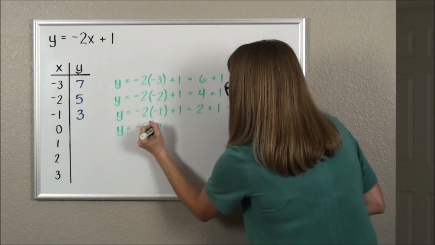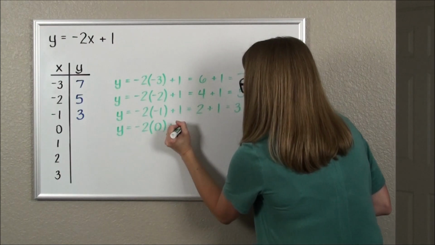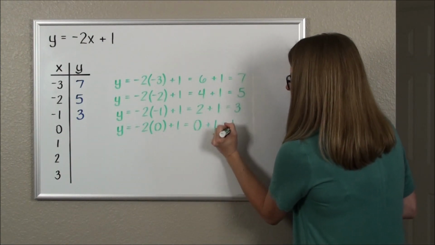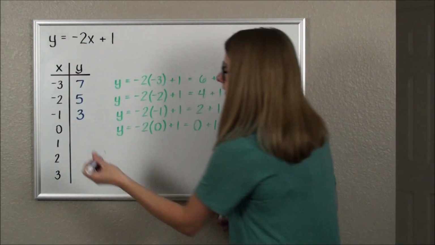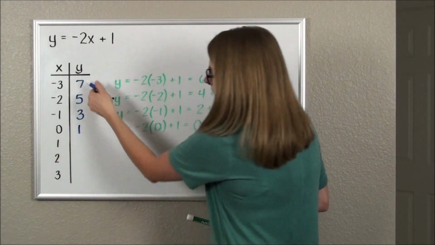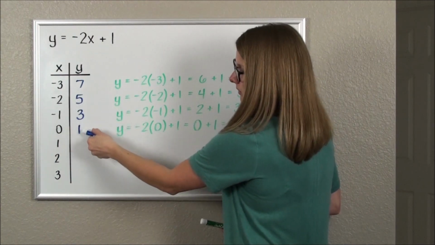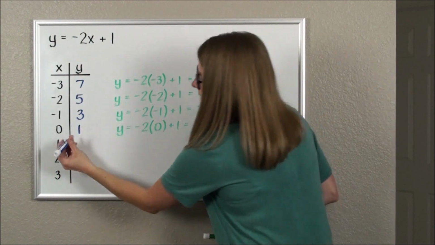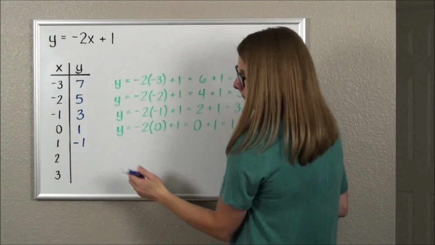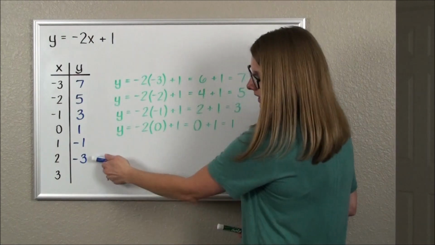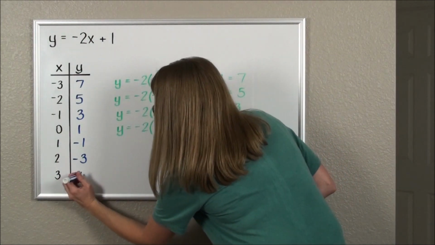Plugging in a 0 for x. -2 times 0 is 0. 0 plus 1 is 1. And it looks like that pattern's continuing. So it looks like 7 minus 2 is 5. 5 minus 2 is 3, 3 minus 2 is 1, 1 minus 2 should be -1, -1 minus 2 should give us -3, and -3 minus 2 should give us -5.